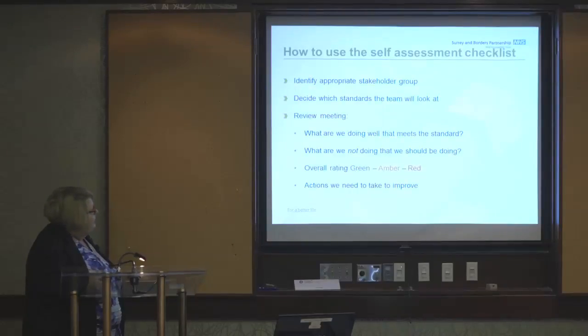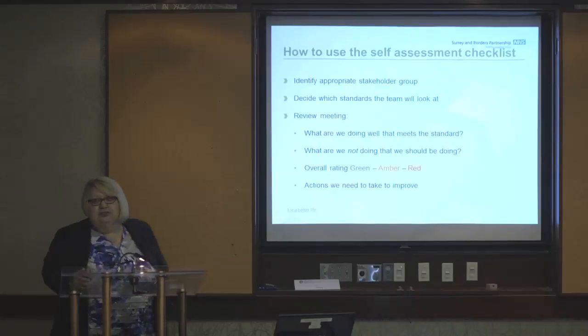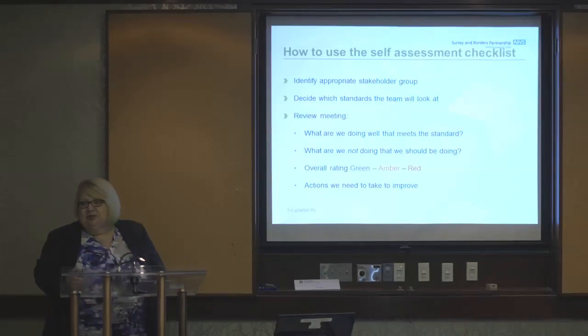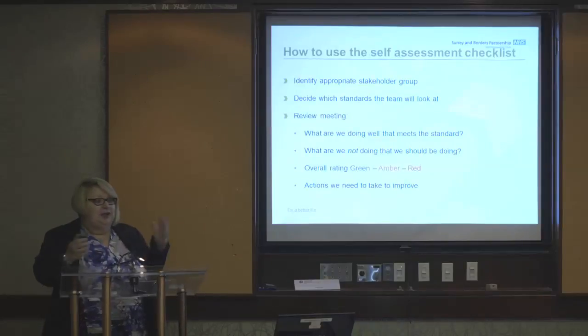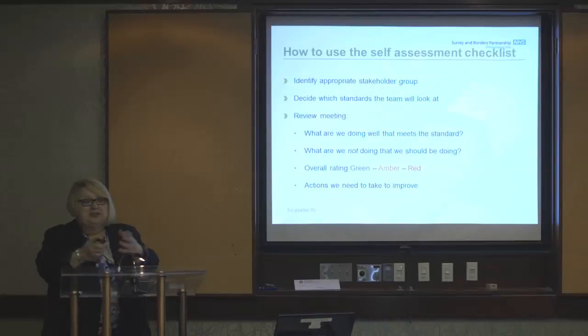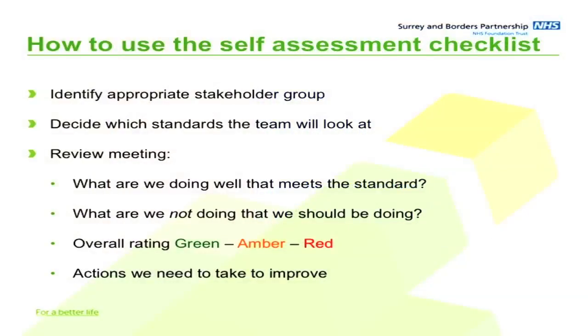What we suggest is that you identify an appropriate stakeholder group. So again, it depends on which part of the service you want to review. If you want to review the services of the whole of Vancouver, then your stakeholder group will be very different from if you want to review the services that you provide as a service provider. But you need to identify the stakeholder group. You need to decide which standards the team will look at. So ideally, if you're going to do this comprehensively, you do all the standards over a period of time, and you might need different stakeholders for different standards.